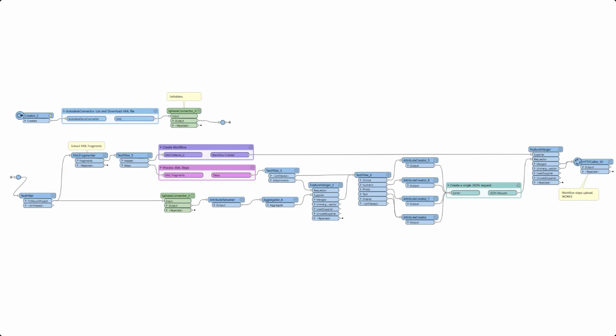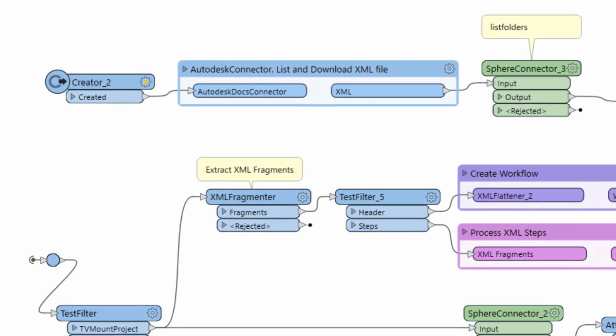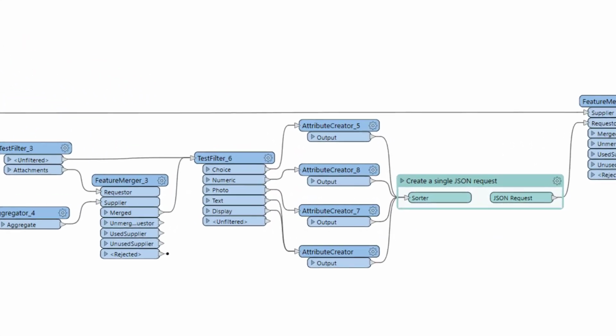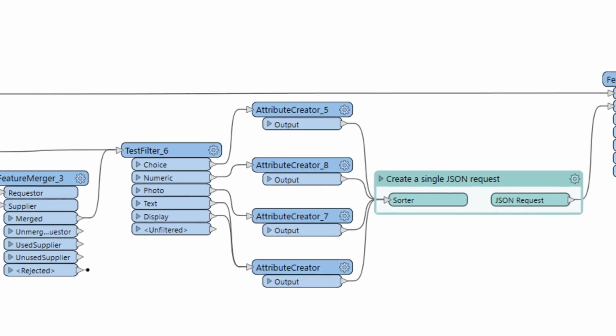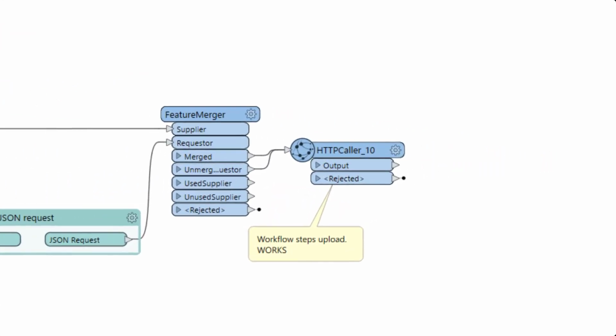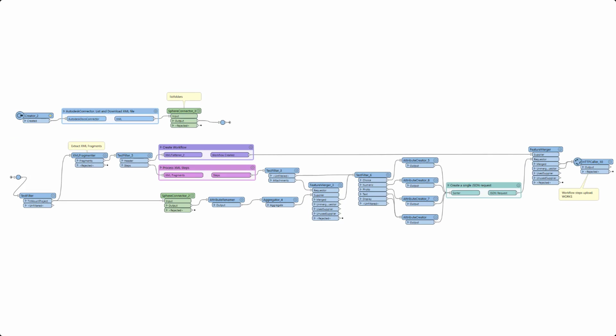FME Form, the no-code visual environment where you design your data transformation, receives the XML from its current location, Autodesk Cloud in this case, takes the XML apart and processes each step separately by creating JSON snippets, which are then aggregated into an HTTP POST request that, using Sphere API, creates the workflow and populates the steps with all the necessary actions and options that came from the XML.